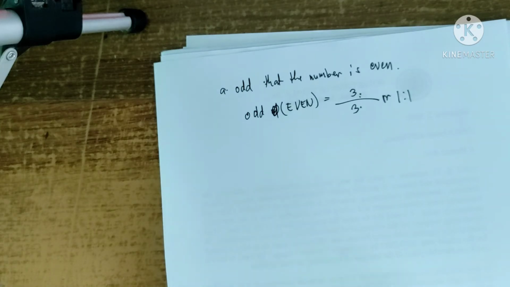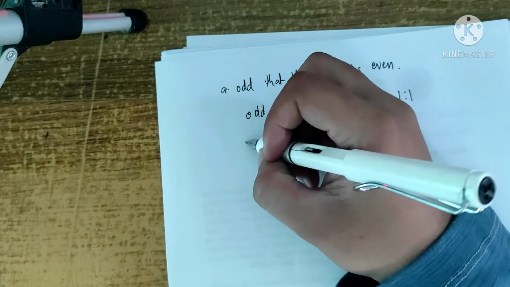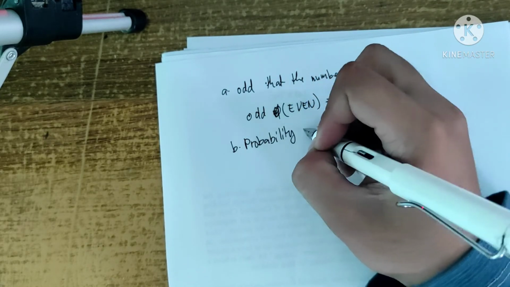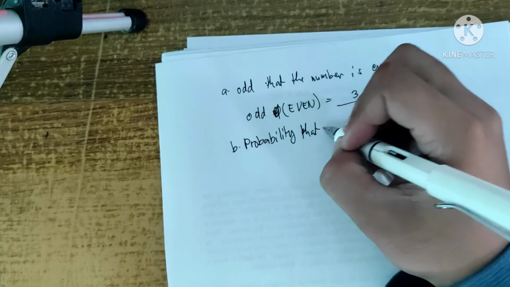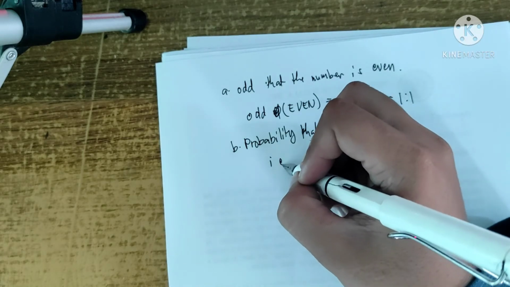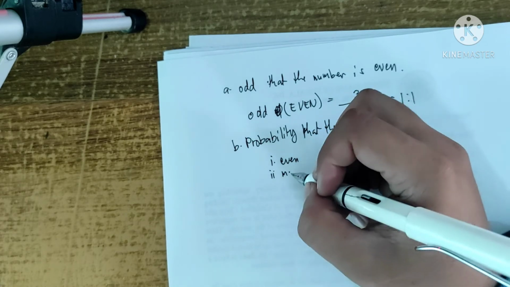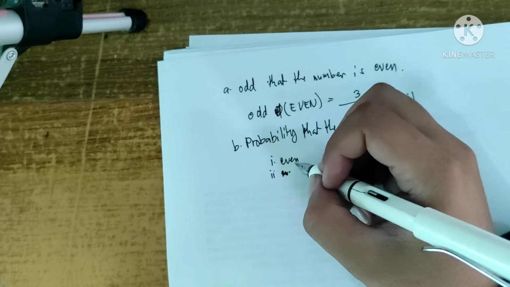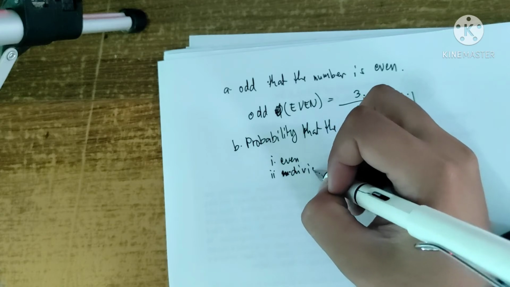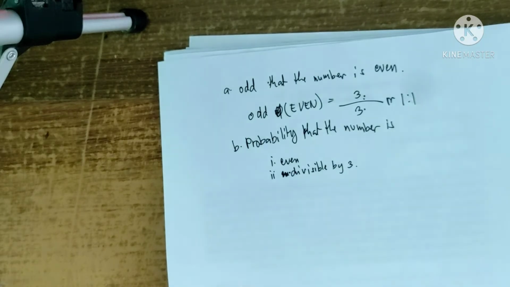Now, next question is the probability. Okay? The probability that the number is even, divisible by 3. Yan lang muna. Okay.